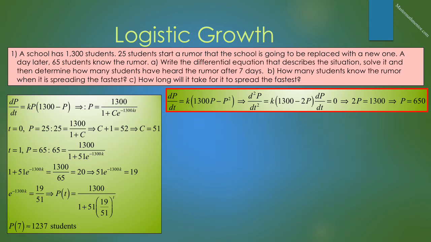So the second derivative, d squared P over dt squared, equals K times (1,300 minus 2P) times dP/dt. We know that dP/dt is not equal to 0, so 1,300 minus 2P has to equal 0, or 2P equals 1,300, and P is equal to 650. Notice that 650 is exactly 1/2 of 1,300. That's not a coincidence. In logistic growth, the fastest spread will always be at 1/2 the carrying capacity.